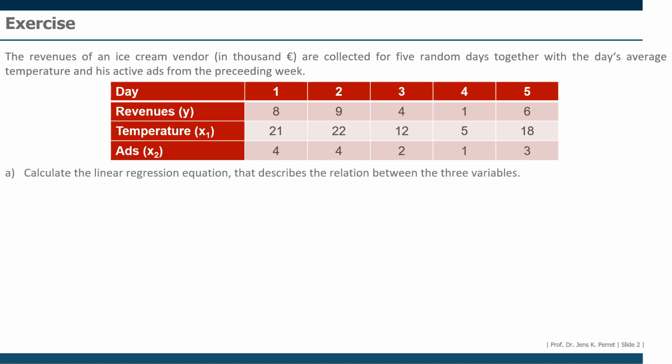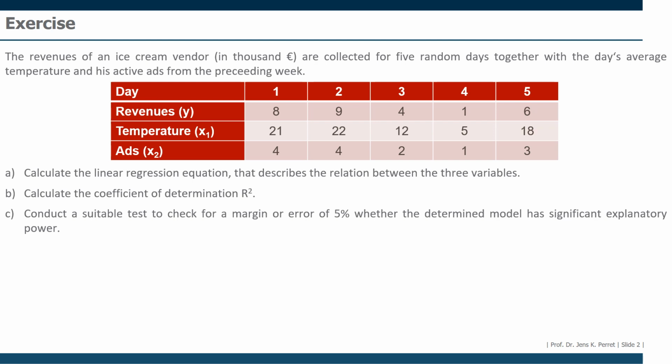Our tasks now: first, calculate the linear regression equation that describes the relation between the 3 variables. Second, calculate the coefficient of determination, the r-squared. And finally, conduct a suitable test to check for a margin of error of 5% whether the determined model has significant explanatory power. Let's conduct an F-test. Let's start with the first part.